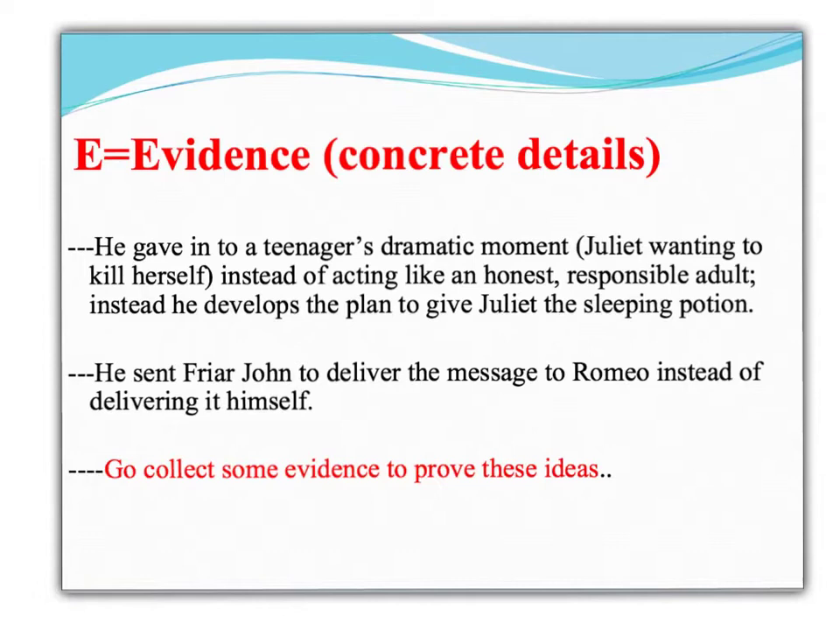Some more evidence. He gave in to a teenager's dramatic moment. Juliet wanted to kill herself. Everybody remember that? And instead of acting like a responsible adult, he says, I know, I'll give you a sleeping potion, which will make you look dead. And then you and Romeo can run away after he comes to save you out of the grave. Then he sends Friar John to deliver the message to Romeo instead of delivering it himself. This guy is not cool.